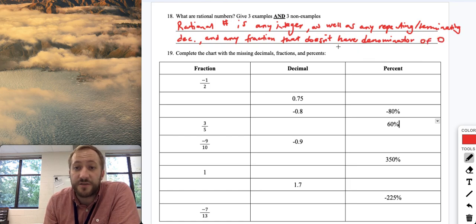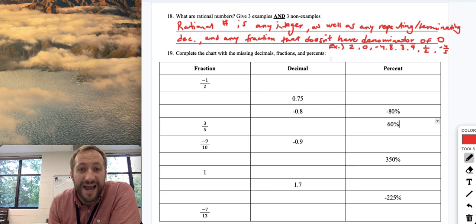Okay? So some examples would be, let's see, 2, 0, negative 4.8, 3.9 repeating, 1/2, negative 4/5, any of those. Those are rational numbers.